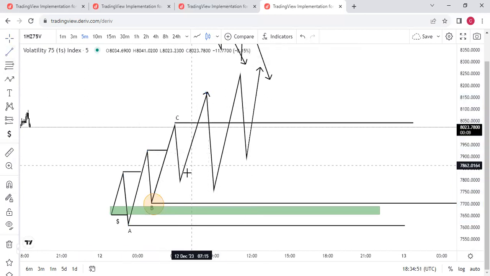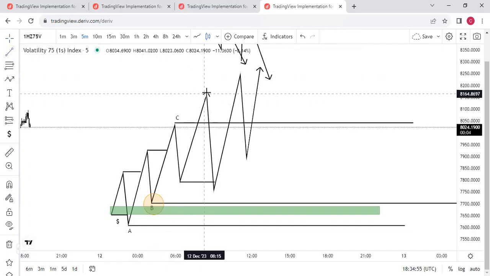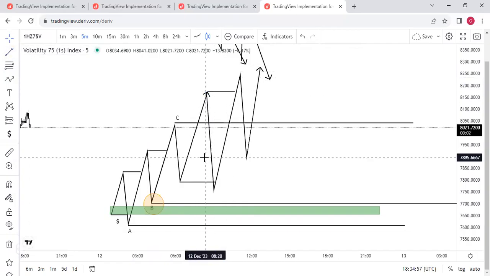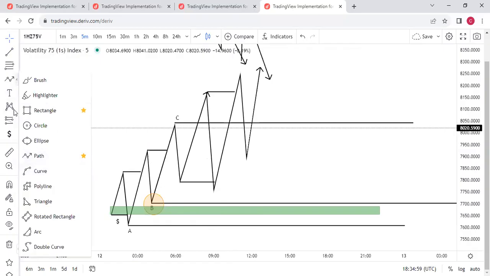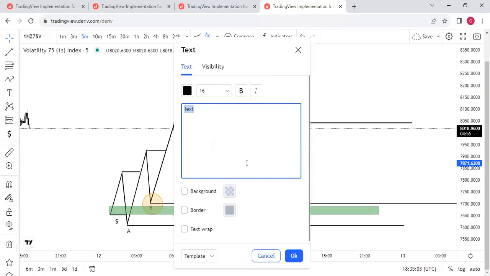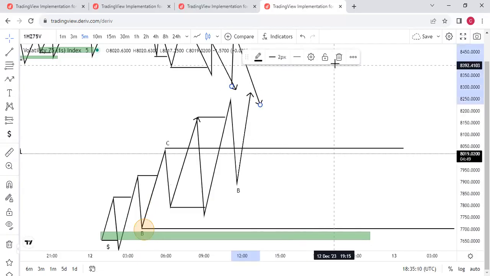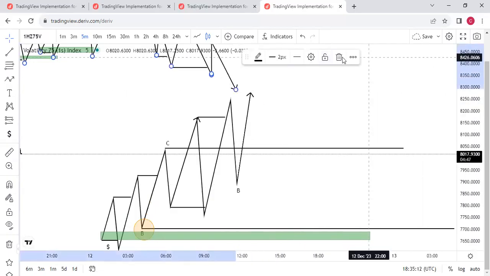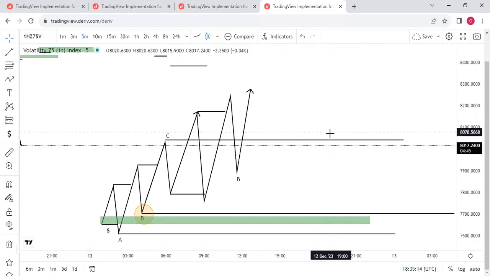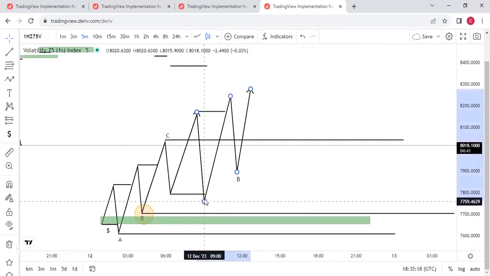Because now this has taken out the previous low and it broke structure to the upside, right? So this then becomes your B. So that resets the structure, right? Exactly. Since this has been taken out, price shifts liquidity here.